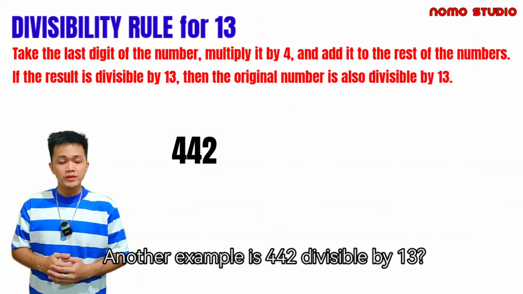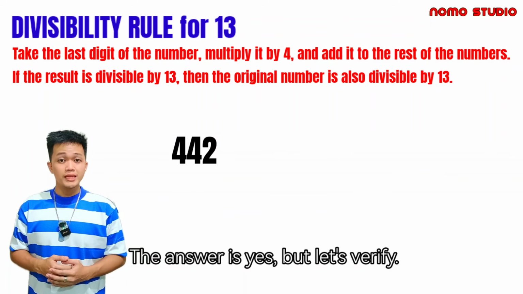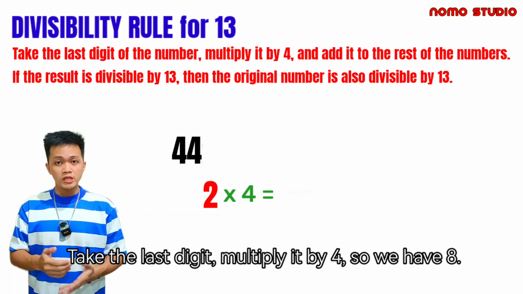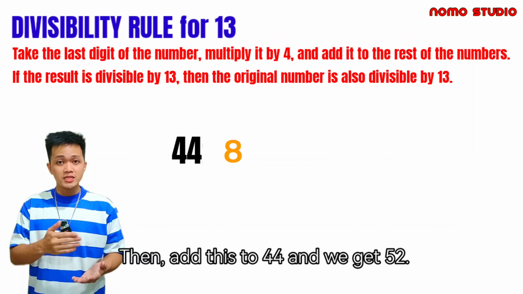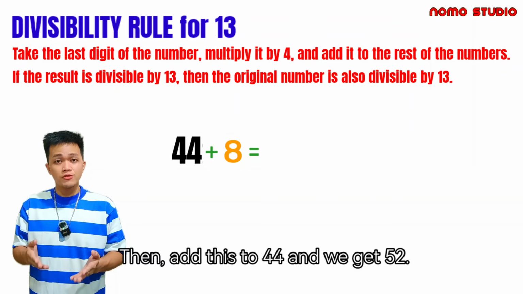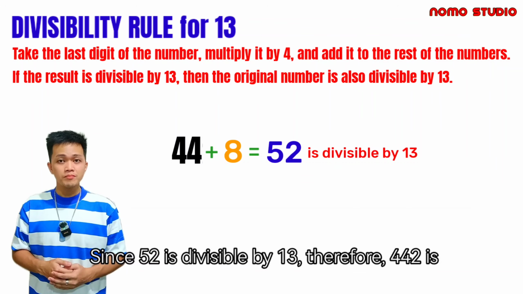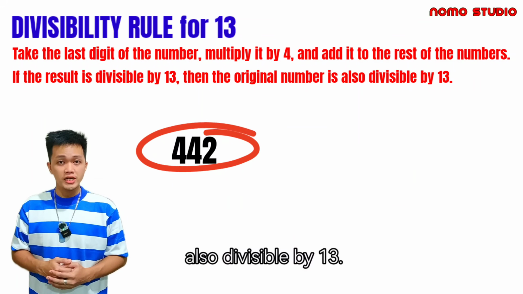Another example, is 442 divisible by 13? The answer is yes, but let's verify. Take the last digit, multiply it by 4, so we have 8. Then, add this to 44, and we get 52. Since 52 is divisible by 13, therefore, 442 is also divisible by 13.